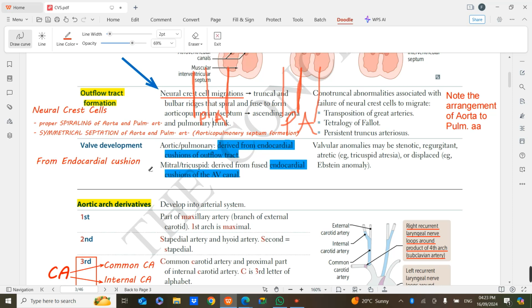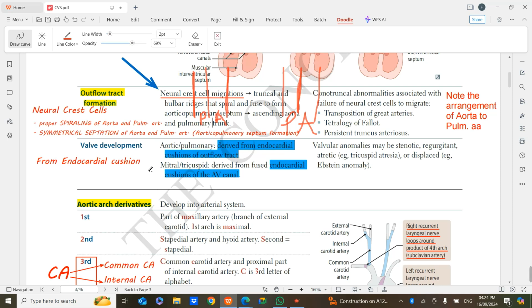How do you think you should be tested on this? They can give a patient, they will just say that when the patient is born, it has, let me say, aortic stenosis or aortic regurgitation. Now, what do you think is the embryologic origin of this problem? The answer is endocardial cushions.